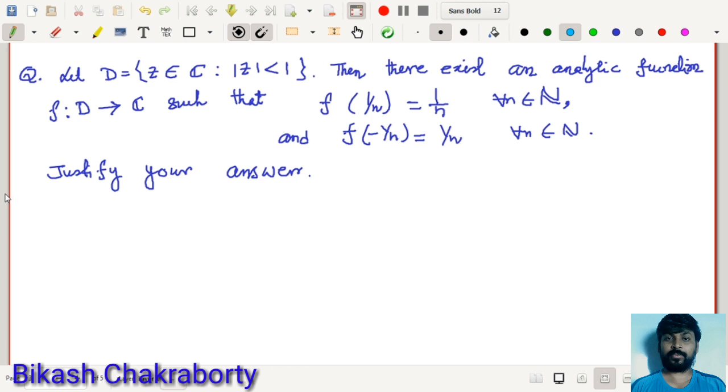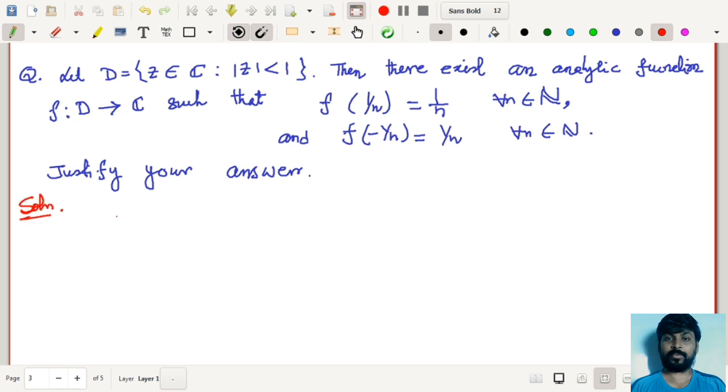Let D denote the set of all complex numbers whose modulus is strictly less than 1. Then is there an analytic function f from D to the whole complex plane C such that f of 1 by n equals 1 by n and f of minus 1 by n equals 1 by n, where n is a natural number? Justify your answer. Before going to discuss the problem, first we state a result.